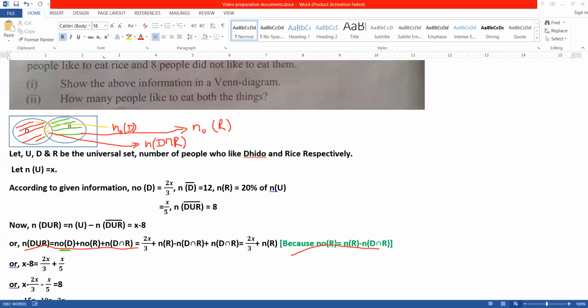Actually, these formulas are all derived from the Venn diagram. So instead of n(only R), we can write n(R) minus n(D intersection R). And then for n(D intersection R), I'm writing it as it is. After this, we can cancel this because these are the same thing and write the remaining, that is 2x by 3 plus n(R). After that, x minus 8 equals 2x by 3 plus x by 5. By taking the LCM, we can get the value of x. Let me clear this.